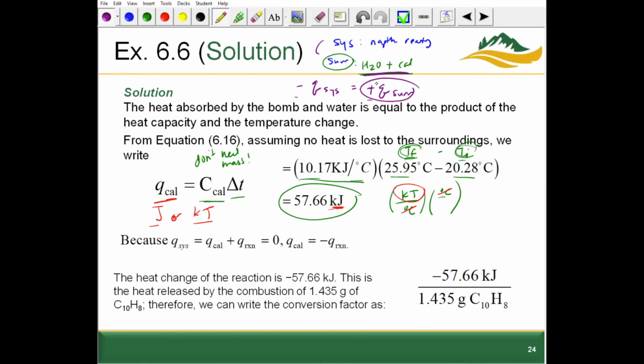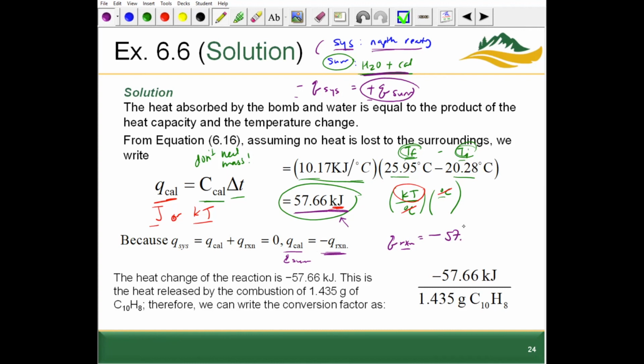We just figured out what's happening to the surroundings. The surroundings are the water and the calorimeter. That means the opposite has to be happening for the naphthalene. So the surroundings absorb this much heat. That means the naphthalene itself must be giving off or releasing this much heat. So Q of the calorimeter or Q of the surroundings, that is the negative sign of Q of the reaction, where the reaction is our system that contains naphthalene. So Q of the reaction or Q of the naphthalene or Q of the system has to be the opposite sign that we just found.